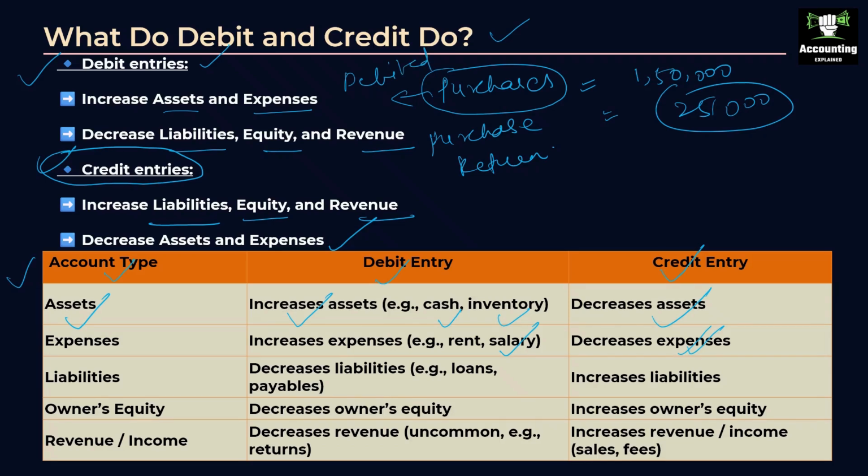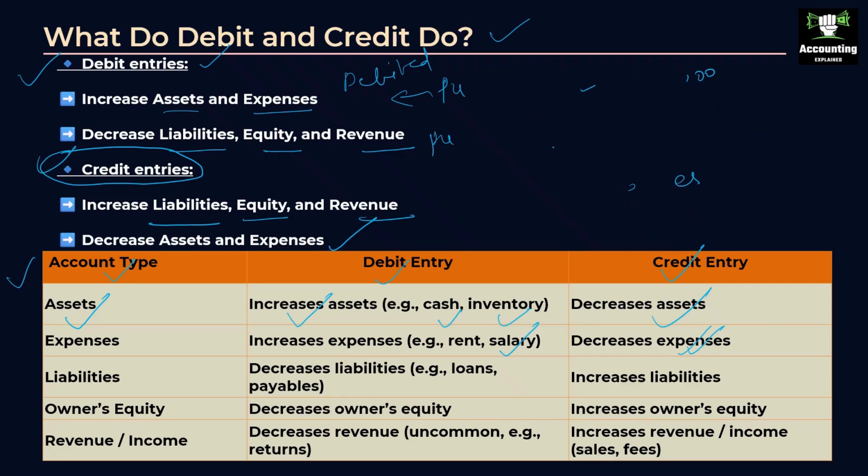When you're doing purchase return, there is decrease in expenses. Why is there decrease in expenses? Because to the extent of 25,000, you will not pay, because those goods are not of good quality and you have returned them. So decrease in expenses means you have to credit. So purchase return will be credited. Clear till here? Clear. Next, we will go to liabilities.